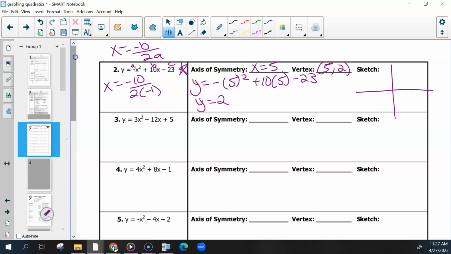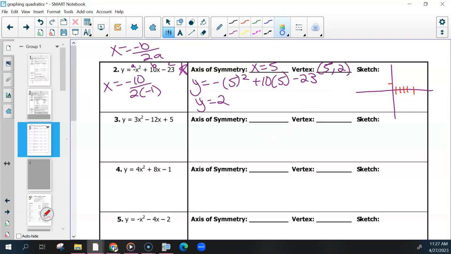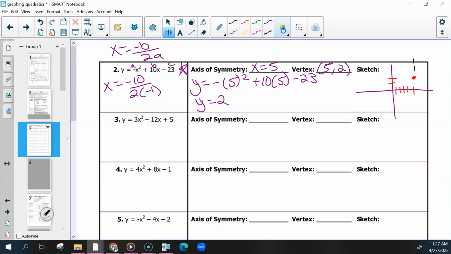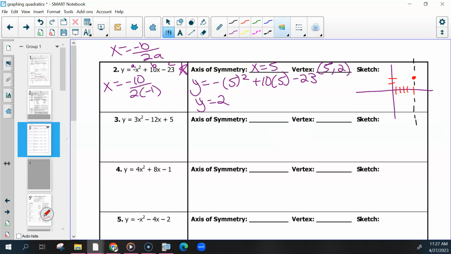You can draw in your rough sketch, draw in your x and y axis, plot your point. Draw in your axis of symmetry. And then would this face up or face down? Your A value, is that positive? Is it negative? Down, because it's negative. So from your vertex, draw an upside down U.